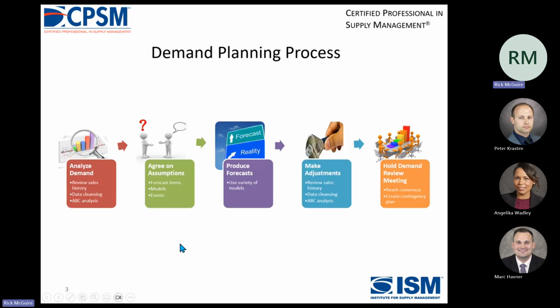So here's the process. This is the S&OP meeting, the sales and operations planning meeting. Analyze the demand: review sales history, data cleansing, ABC analysis, agree on assumptions, the forecast, the models, the events. Produce the forecasts, usually produced by the marketing or sales folks. Make adjustments based on sales history, data cleansing, etc. And then hold the review, which is the S&OP meeting, where you get everybody on board from purchasing, production, sales, customer service. Like, here's the plan that we're going to produce based on the demand that we have.